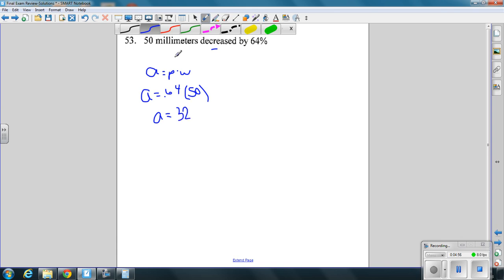So what this is saying is take 50 and take away 64%. Or in other words, for this problem, we're going to take away 32. So take 50 and subtract 32, we get a final answer of 18.